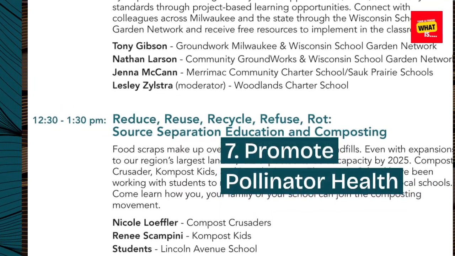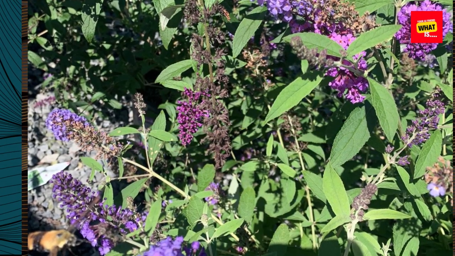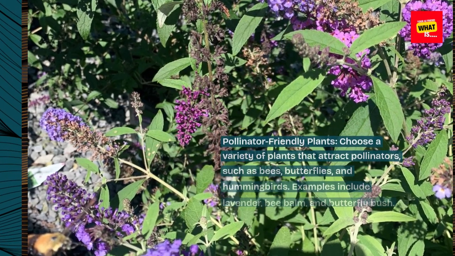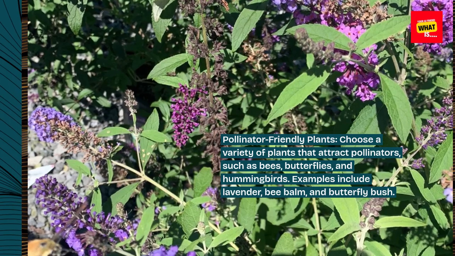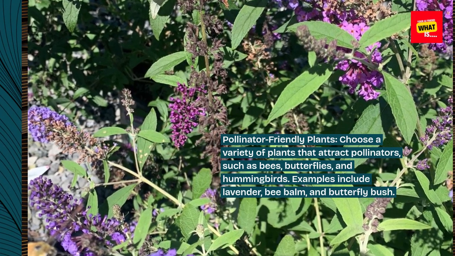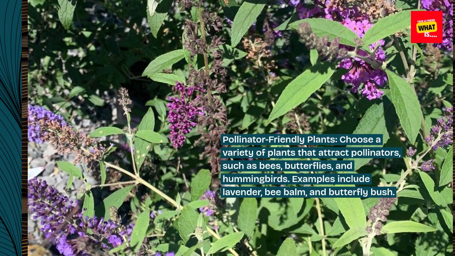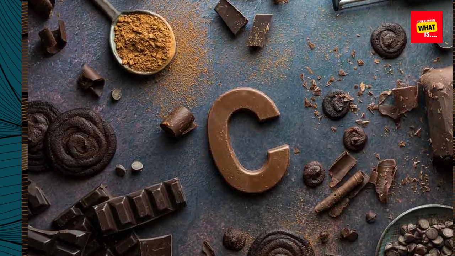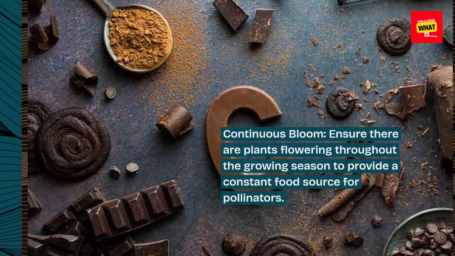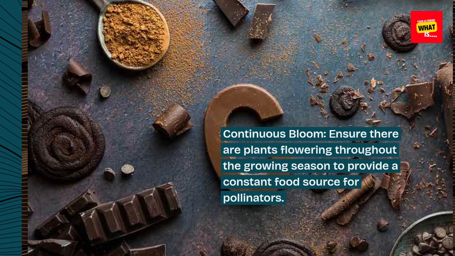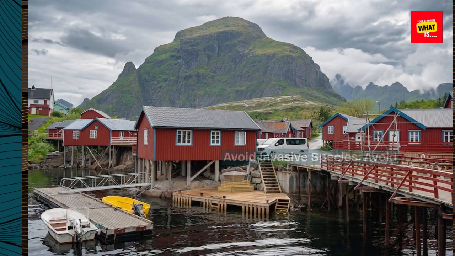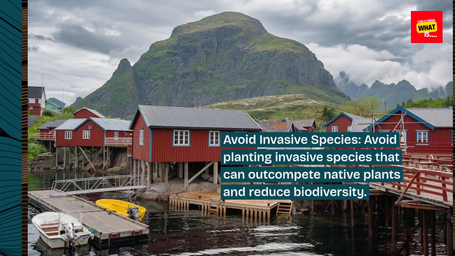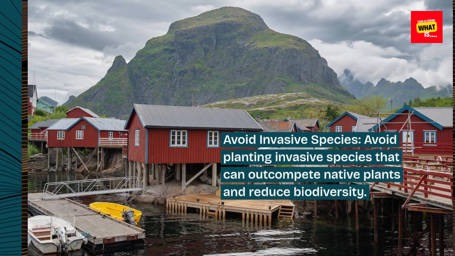7. Promote pollinator health. Pollinator-friendly plants. Choose a variety of plants that attract pollinators, such as bees, butterflies, and hummingbirds. Examples include lavender, bee balm, and butterfly bush. Continuous bloom. Ensure there are plants flowering throughout the growing season to provide a constant food source for pollinators. Avoid invasive species. Avoid planting invasive species that can outcompete native plants and reduce biodiversity.